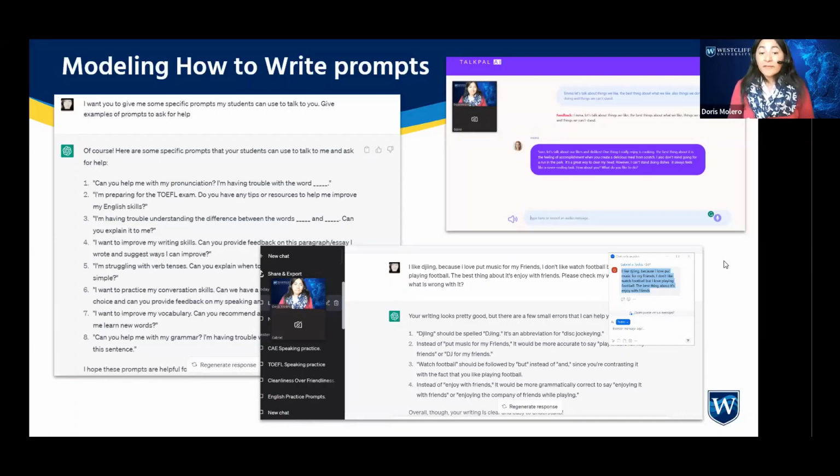As part of this process, I provide my students with examples of prompts and models on how to write them effectively. This allows them to develop their own skills in writing prompts and engage with ChatGPT in a more productive way.